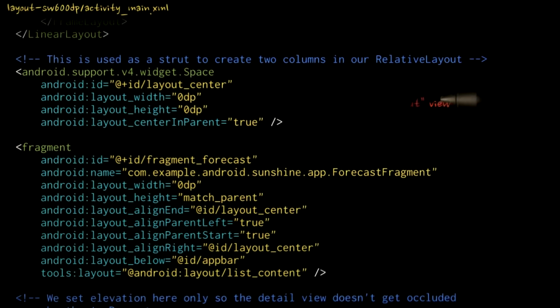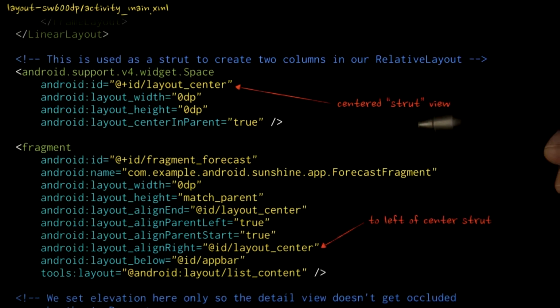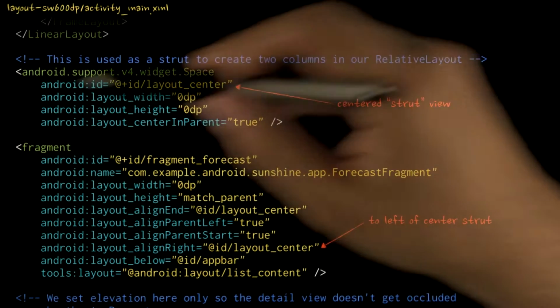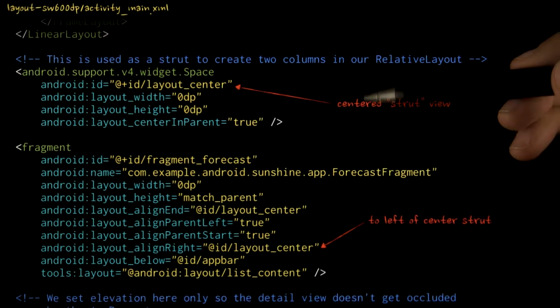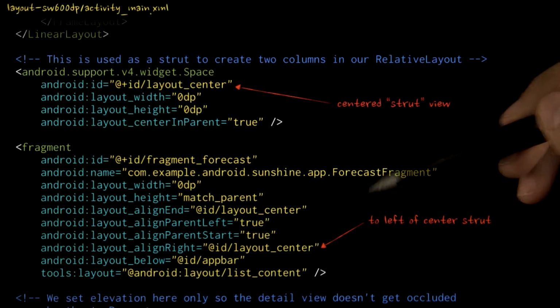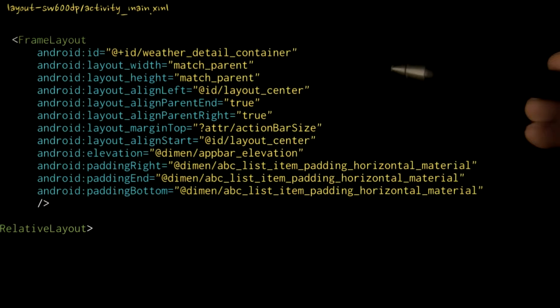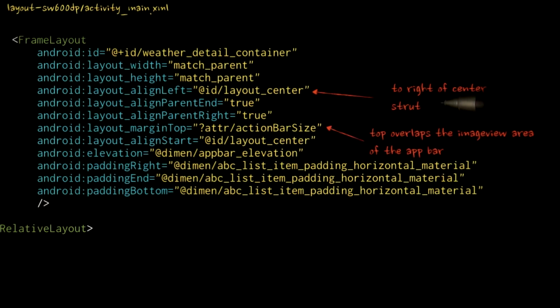Finally, we look into how we position the detail view. This is a nice trick for creating two even columns in a relative layout. Create a center strut view that has no width or height, and ask relative layout to center the view. We can then create the forecast fragment view to the left of this strut view, and the detail fragment to the right of the center strut view.